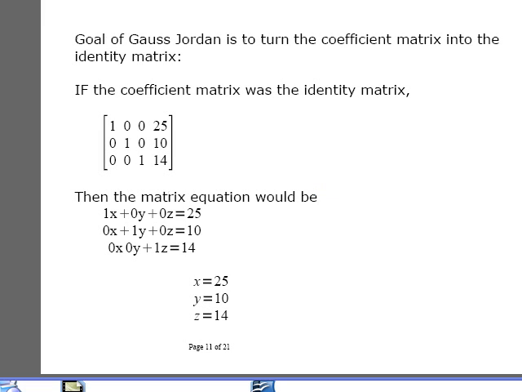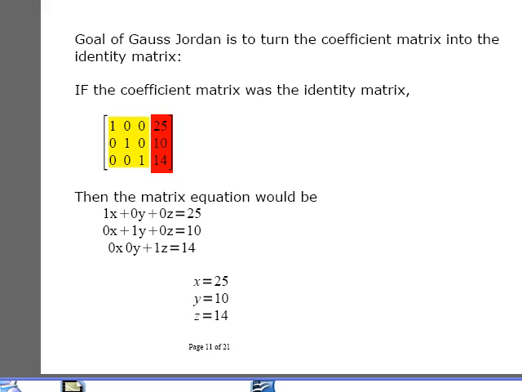The goal of Gauss-Jordan is to apply those rules that we mentioned before to turn the coefficient matrix into the identity matrix. Let's say that you did that somehow. The coefficient matrix right here is the identity matrix. Then we have, of course, this solution vector here. Now that's my augmented matrix. I'm going to pull it apart and put it back into the matrix equation, and multiply through it. I'll tell you what my original equations would be.